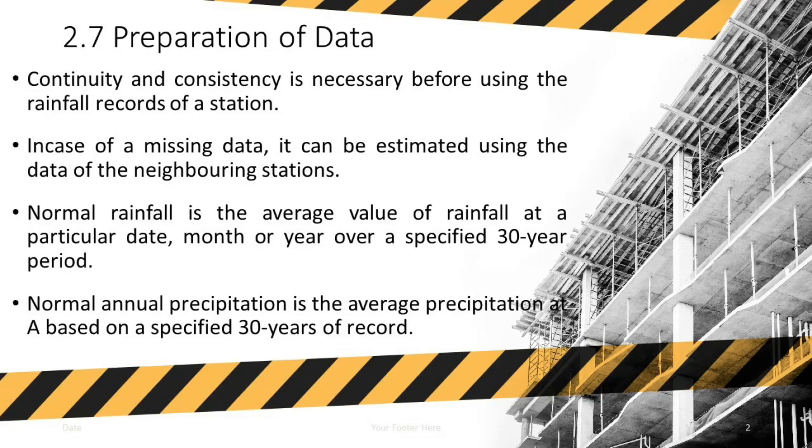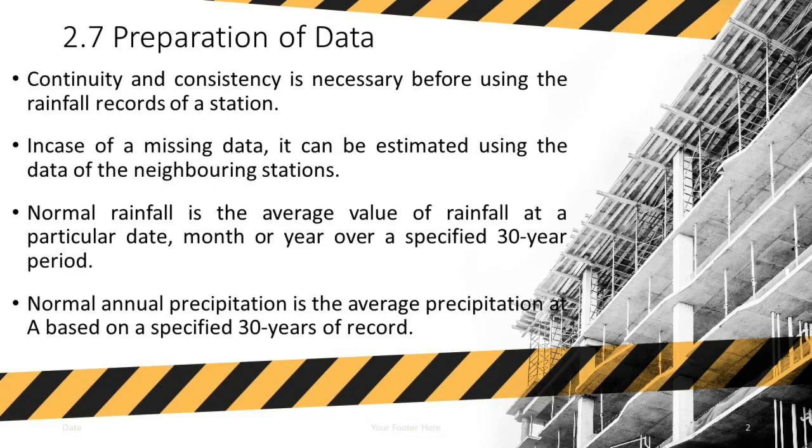Before using the rainfall records of a station, it is necessary to first check the data for continuity and consistency. The continuity of a record may be broken with missing data due to many reasons. In case of missing data, it can be estimated using the data of the neighboring stations. In these calculations, the normal rainfall is used as a standard of comparison.